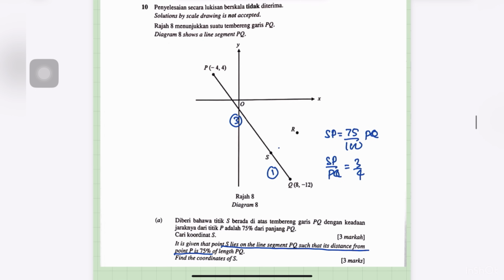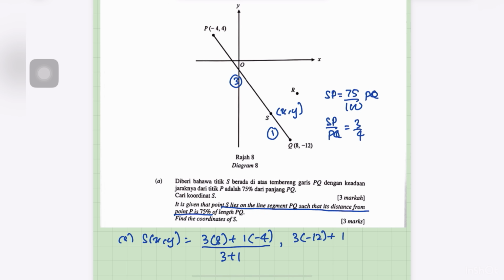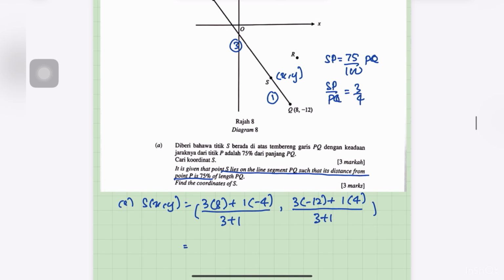So to find S ni tak tahu XY. So kita boleh guna formula points divide internally in the ratio of m:n. So S XY equals to, okay, kita buat satu-satu dulu lah. Okay, so this one 3 times 8 plus 1 times negative 4 over 3 plus 1. Jangan buat 4 terus, kena tulis 3 plus 1. Okay, so then 3 times negative 12 plus 1 times 4 divided by 3 plus 1. Okay, so the rest kita kira je lah macam biasa. So the answer is 5, negative 8.